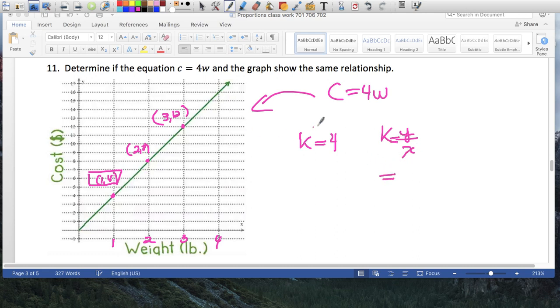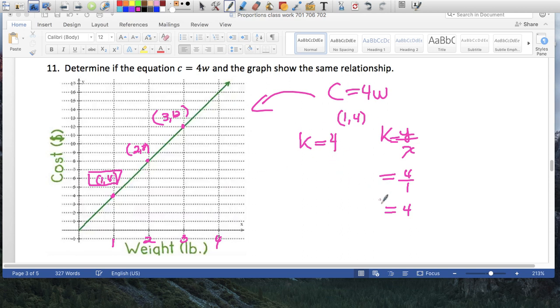So it's y over x. Let's use the point 1, 4. It'll be 4 over 1. And you can see that k equals 4. So you can either substitute the values, or just know that this point right here was our unit rate. Therefore, I can find k.